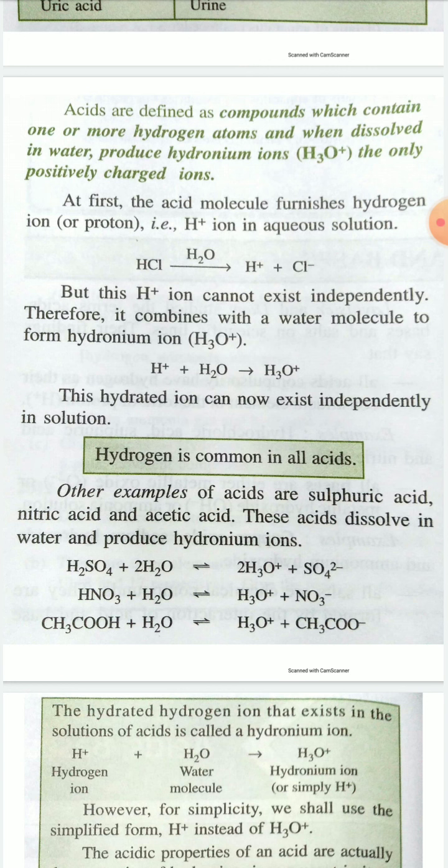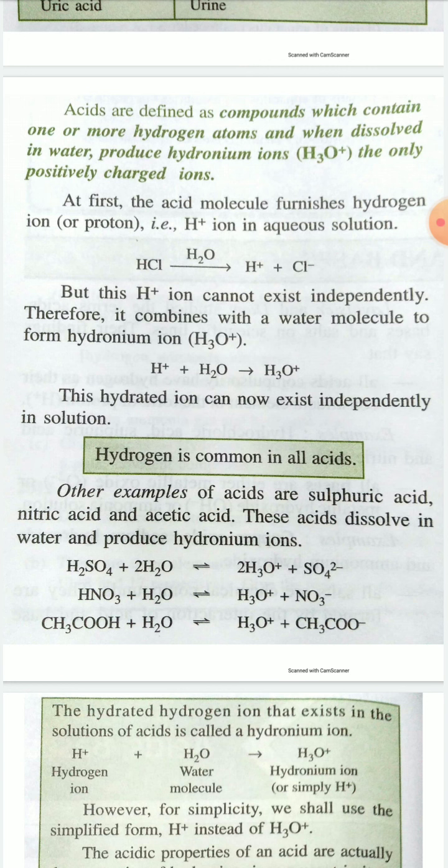I have told that all acids contain hydrogen atom in the form of H plus, that is proton. So acids are defined as compounds which contain one or more hydrogen atoms, and when dissolved in water produce hydronium ion, that is H3O plus, the only positive charged ion. Generally, acid produces H plus ion, which does not exist in aqueous solution.